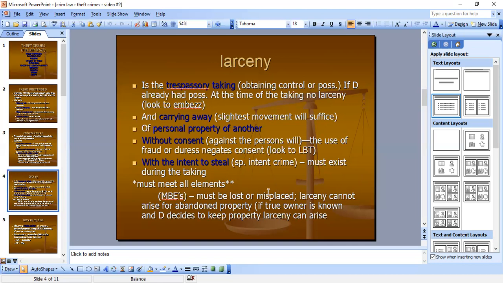MBEs must be lost or misplaced. Larceny cannot arise for abandoned property. If they cannot find the owner, if they don't know where the owner's at, it's not going to be larceny. But if the true owner is known and D decides to keep the property, then larceny can arise.